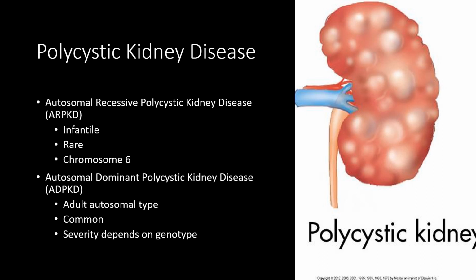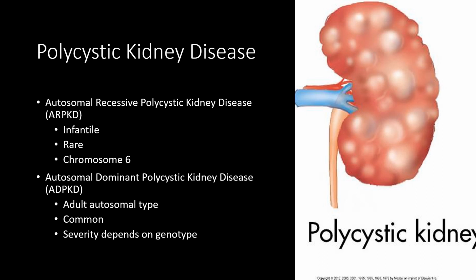So if it's found perinatal, like pre-birth, it's typically going to be associated with fatal renal failure. The further along they are, then sometimes the prognosis is a little better, but that would be the recessive gene, and so both parents have to be carriers in order for the patient to have ARPKD. Autosomal dominant polycystic kidney disease used to be known as adult polycystic kidney disease. It is more common, and the severity is going to depend on the genotype. Type 1, which is the more common form, is more severe than type 2.